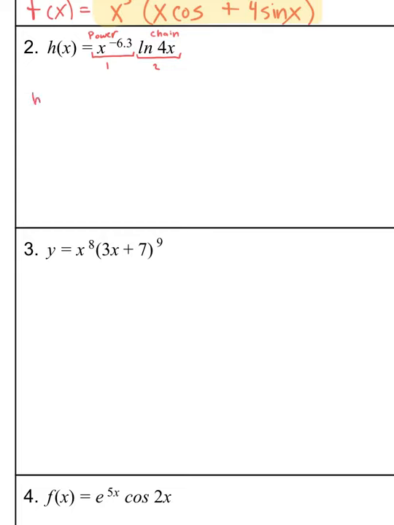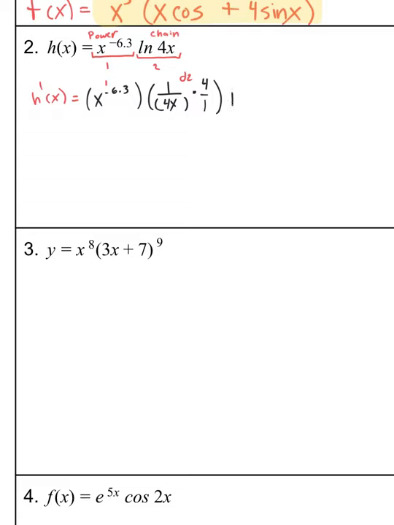We're going to set up the product rule. So the first function as is, x to the negative 6.3. The derivative of the second function is going to be a chain rule. So the derivative of the outer, ln, is 1 over something. The inner as is is 4x. And the derivative of the inner is 4. And I'm going to make everything a fraction. So again, this is the first function, and this is the derivative of the second.